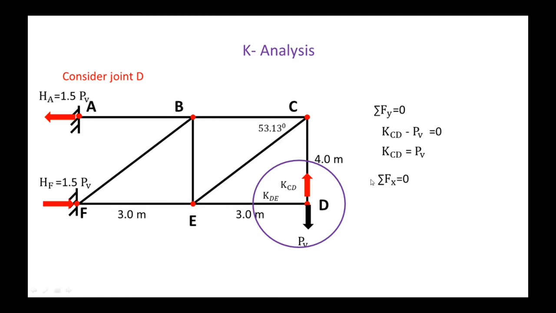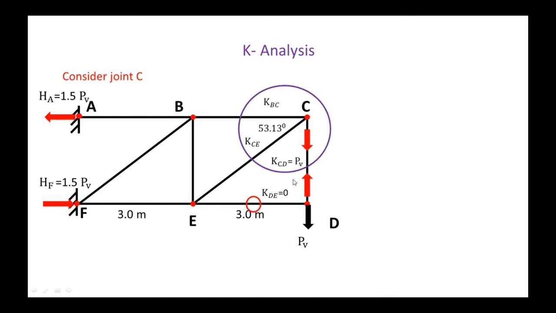Now apply sigma FX at the joint D. We know that at the joint D there is no horizontal force, so automatically KDE becomes 0. Here it is away from the joint at D, so also at C it should be away from the joint, and KCD is equal to PV and KDE is equal to 0.